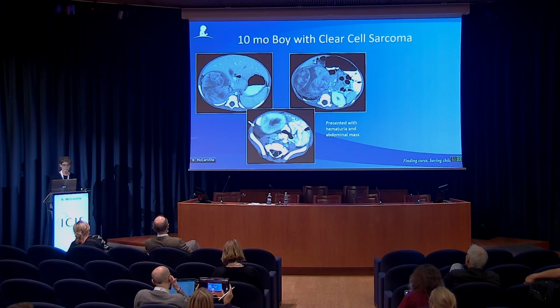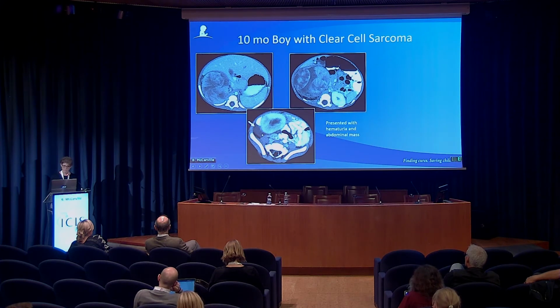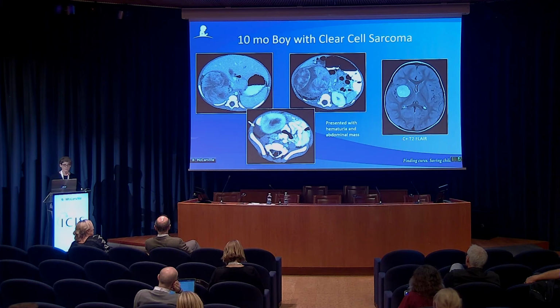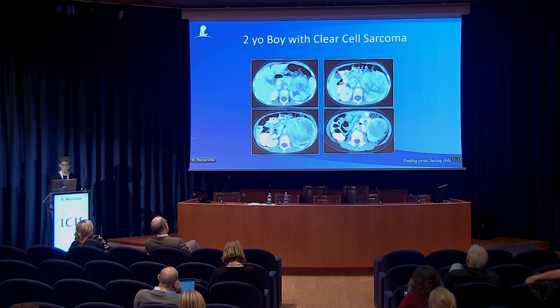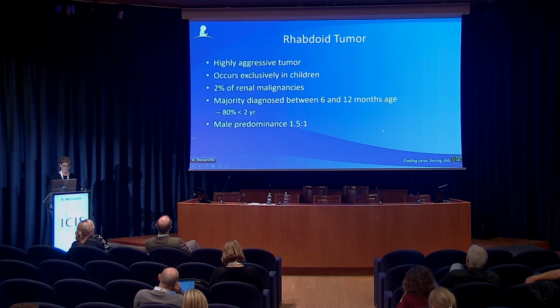This is a 10-month-old boy with a clear cell sarcoma. Again, this was a very young patient, so unlikely to have Wilms tumor, but the imaging of the right renal tumor is very similar to what we see with Wilms tumor. And in this case, there's free fluid in the retroperitoneum, so this tumor had already ruptured. And the patient had brain metastasis at the time of diagnosis. This was a 2-year-old boy with a clear cell sarcoma. Again, we have this large left intrarenal mass with areas of necrosis that looks very similar to a Wilms tumor.